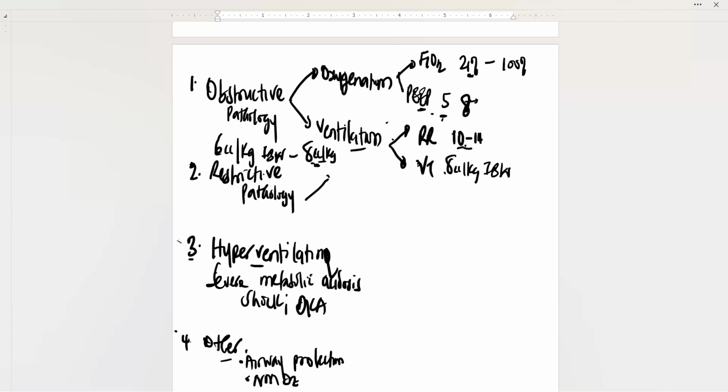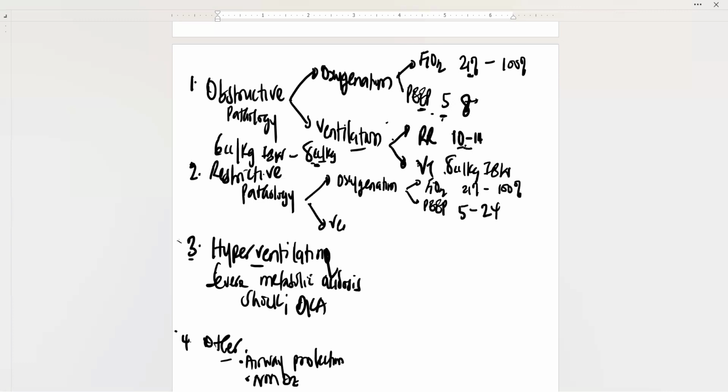The next one is the restrictive pathology. So for oxygenation, depending on how bad their hypoxemia is before intubation, their FiO2 could be anywhere from 21% to 100%. And for the PEEP, similar principle, depending on how bad their hypoxemia is. If it's somebody that has a very bad ARDS, acute respiratory distress syndrome, they might need a higher PEEP, right? So depending on which ladder you want to go with, it could be anywhere from 5 to 24.